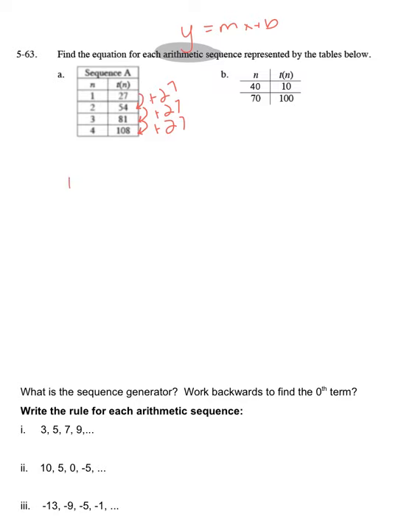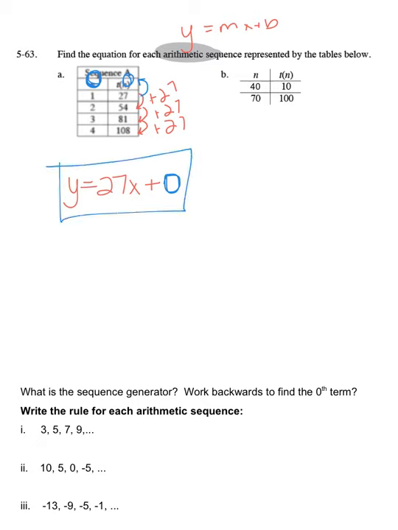So as I build my equation, y equals, that 27 is the rate of change. That's my slope, 27x plus, and now I just need to work backwards by 27 to get the 0th position. So from 27, if I go backwards by 27, I'd be at 0. And the y-intercept is 0.